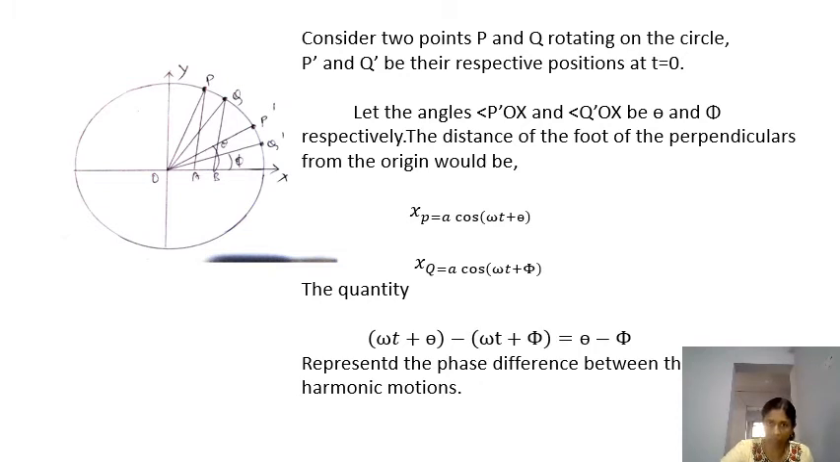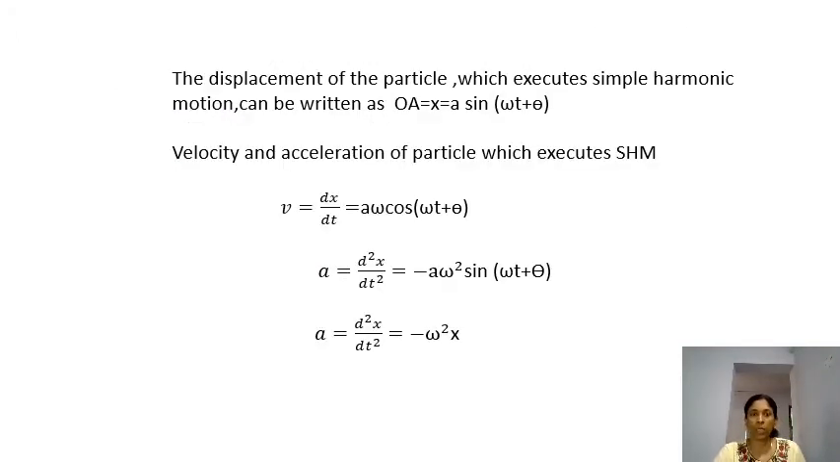There is a phase difference between these two particles. In order to show the phase difference, omega t plus theta minus omega t plus phi, we get theta minus phi as the phase difference between the particles which execute simple harmonic motion. So first we saw the definition and the displacement of the particle along the y-axis, after that we considered the two particles, and after that we saw the phase difference between the particles.